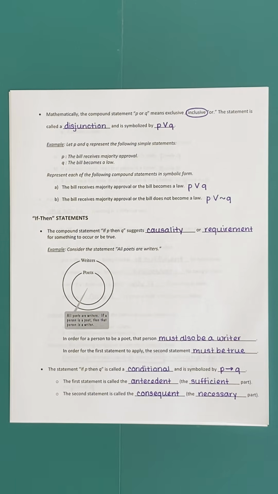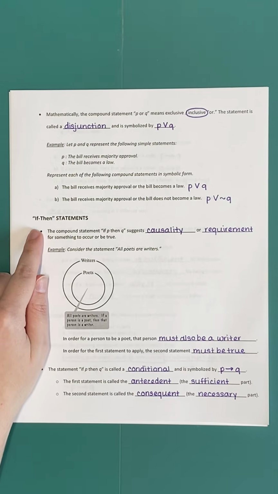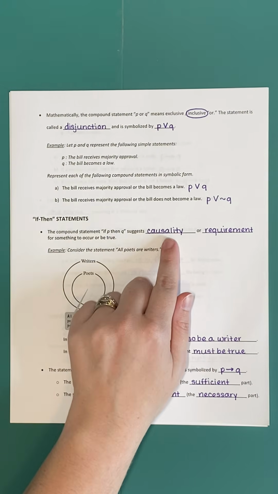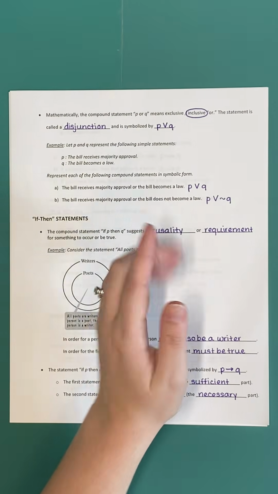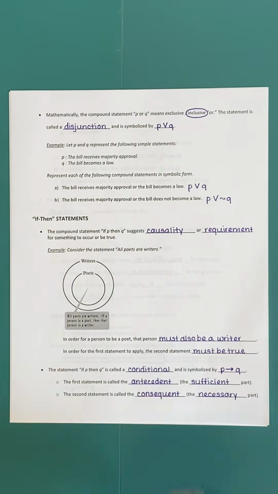So we're not joining together statements in the same way. We're joining them together in a relationship that suggests causality. In other words, one causes the other, or requirement. One has to be true in order for the other to be true. It's a requirement. One implies the truth of the other.